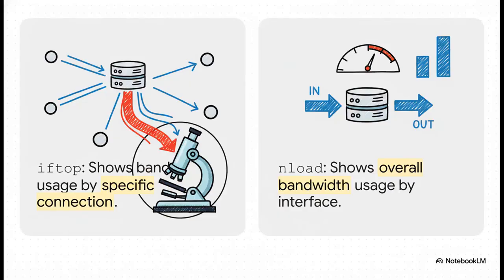The difference between them is actually pretty simple. You use iftop when you need to do some real detective work and see which specific IP address is hogging all the bandwidth. And you use nload when you just want a quick health check. It gives you a simple, high-level graph of the total traffic going in and out of your network card.